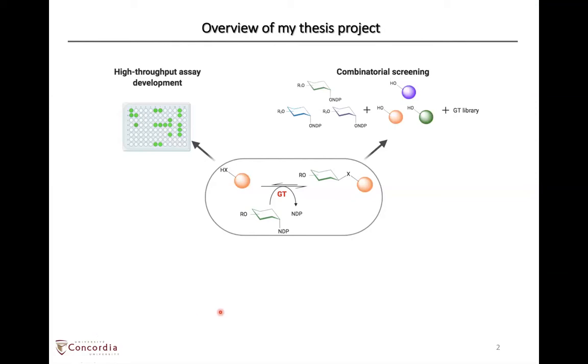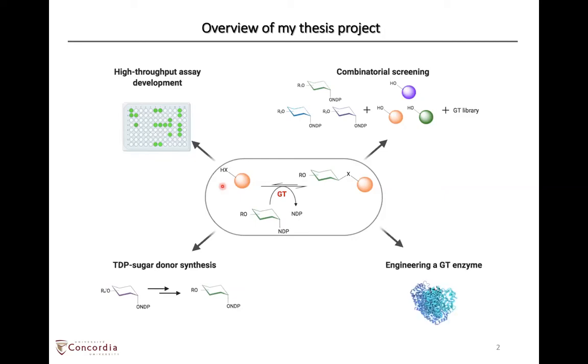As I have shown in this diagram, and as you all know, glycosylation requires two substrates. We need a sugar donor and a sugar accepting molecule. I'm interested in in vitro enzymatic synthesis of certain nucleotide activated sugar donors, and also to engineer a glycosyltransferase enzyme towards a desired phenotype. So today, a major portion of my talk will be on enzymatic synthesis of these TDP sugar donors, and I will also talk a bit on engineering glycosyltransferase enzymes.